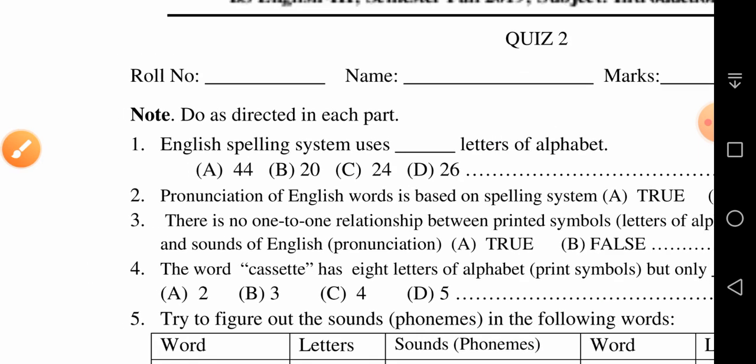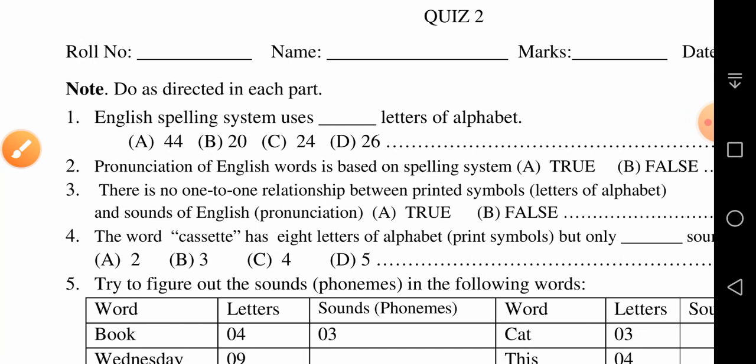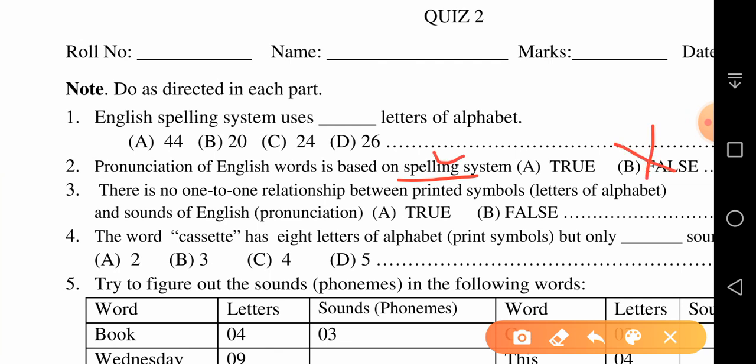Okay, second question is: pronunciation of English words is based on the spelling system, whether it is true or false. Pronunciation of English words is not based upon the spelling system. So this statement is incorrect, and we are going to circle false. So what is the English pronunciation system based upon?